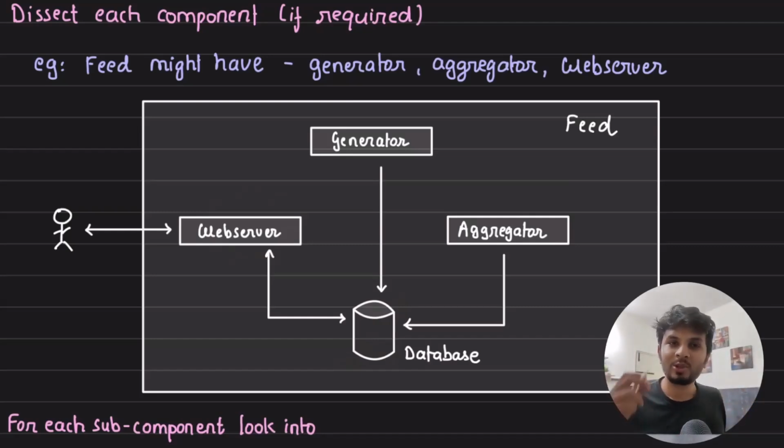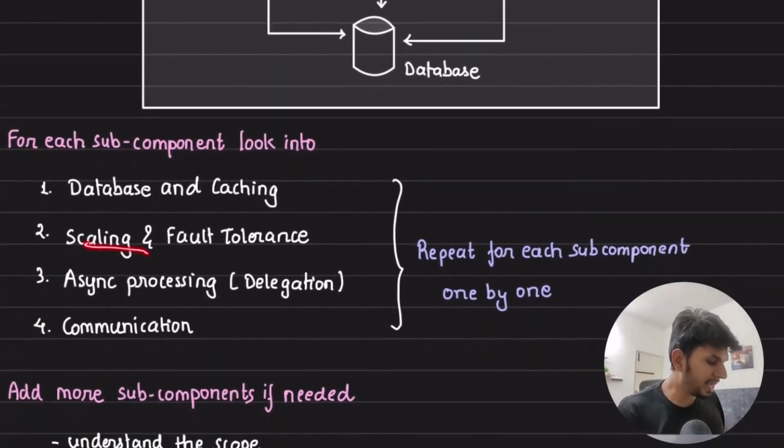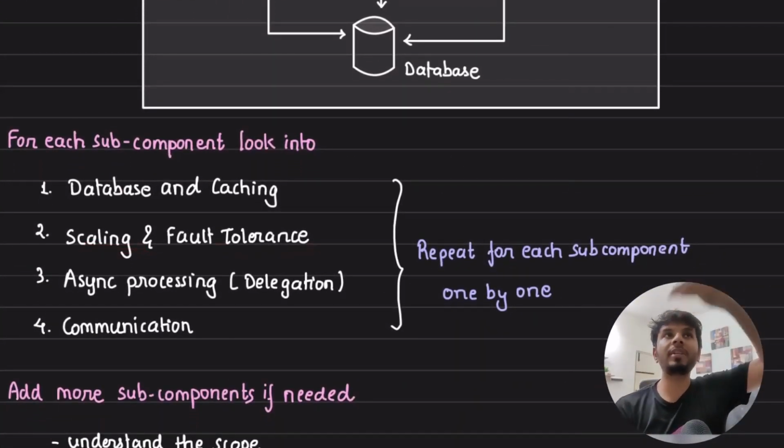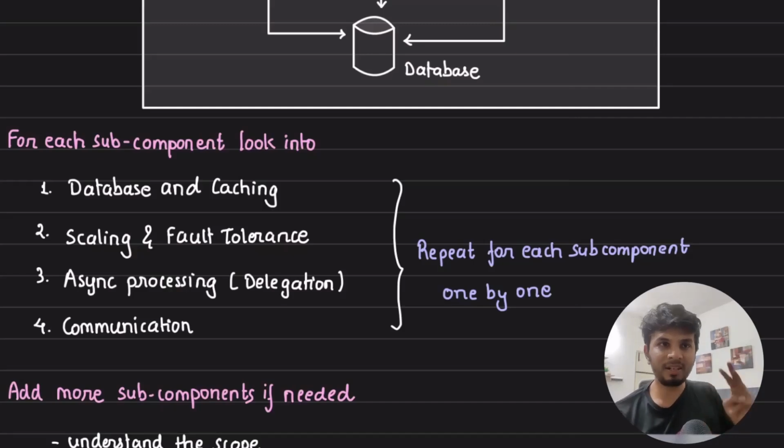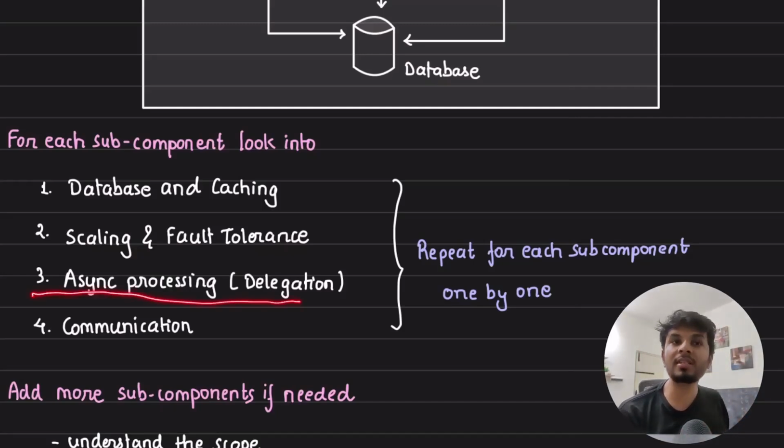Really important. So when you go into those details around scaling and fault tolerance, this should be for every single technical thing that you are adding. Think on those lines that, hey, how would each component scale? How would each component be fault tolerant? Third is most important, which is asynchronous processing.